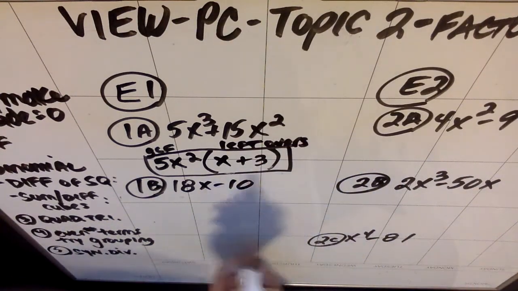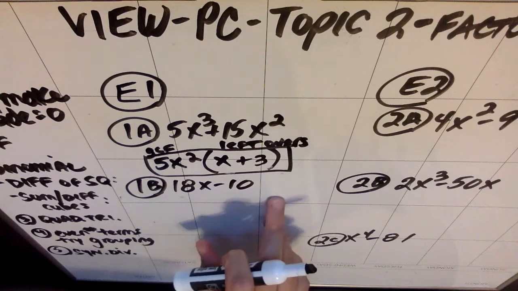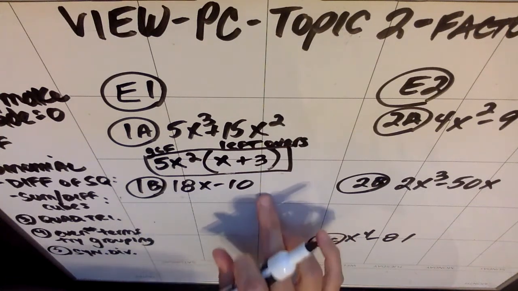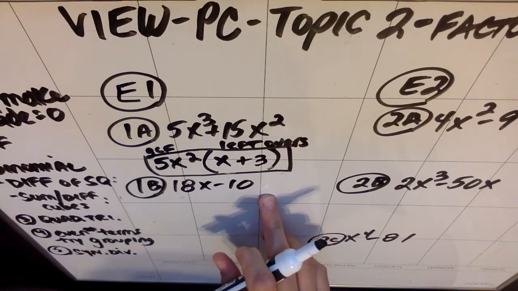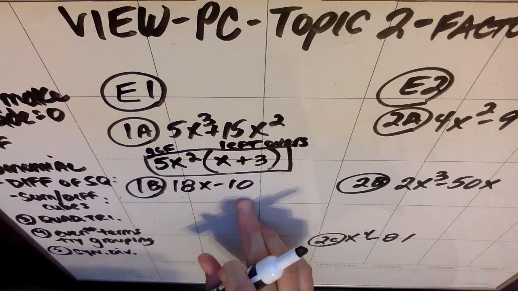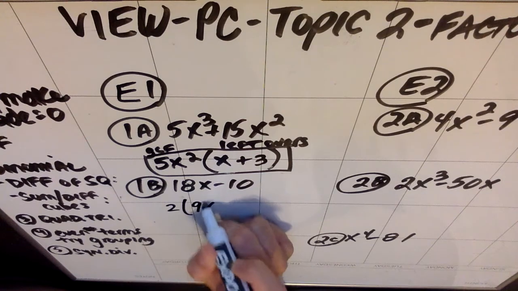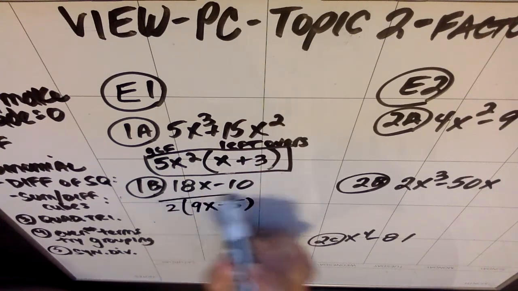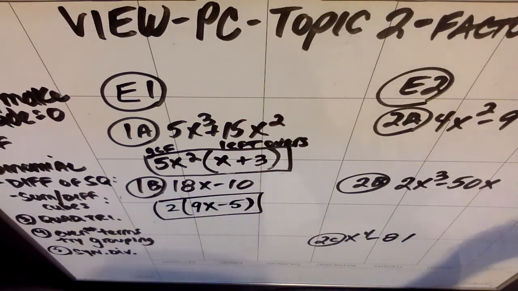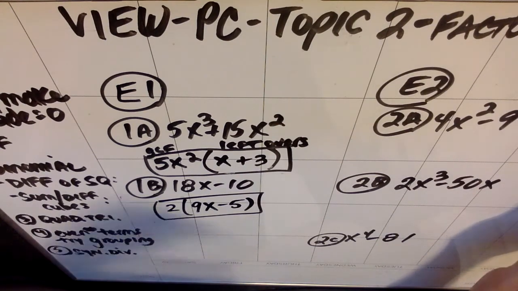When we look at 1b, I have an 18x minus 10. So I notice there's not an x in the second term at all, so there's definitely not an x coming out, and the biggest factor that both 18 and 10 seem to share is a 2. So if I take out a 2, I'm left with 9x minus 5, and that's it. I have a GCF of 2, I have a 9x minus 5 left over, and that's fully factored.